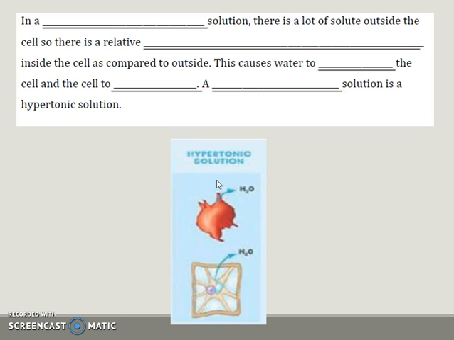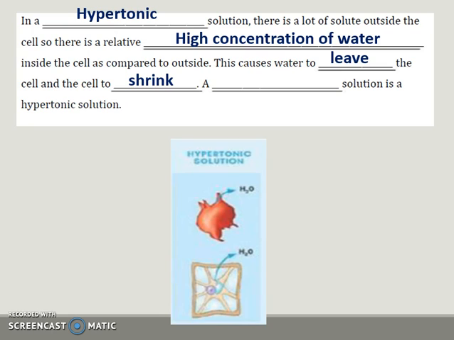They're staying the same. In a hypertonic solution, there's a lot of solute outside of the cell, so there's a relatively high concentration of water compared to the inside of the cell. This causes water to leave the cell, and the cell is going to shrink. A salty solution is a hypertonic solution. So for example here, if you have lots of salt on the outside of the cell, then that means that you have more water on the inside. So water wants to go from high to low, so the water is going to leave the inside of the cell, and it's going to result in the cell shrinking.